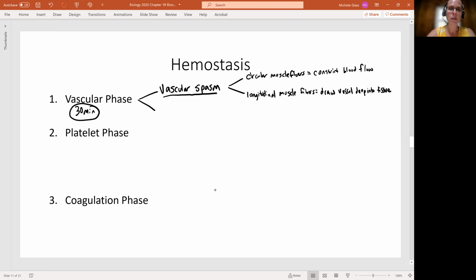The other major event that happens during the vascular phase is that our endothelial cells. The endothelial cells are those cells that line the entire cardiovascular system. So they're a special type of squamous epithelial cells, simple squamous epithelial cells, and they're lining all your vessels, the inside of all of your vessels and the inside of your heart. And so when you get the damage to the blood vessel, you get an exposure to the basement membrane, which is your connective tissue layer.